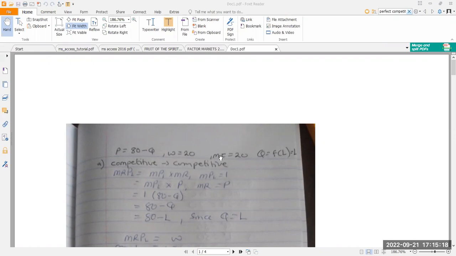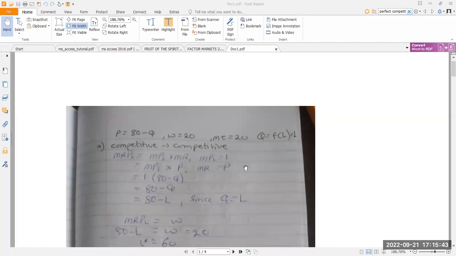Okay, sure. Assuming the wage has been given as 20, then the production function has been given as Q equals L. Okay, Q is a function of labor. So Q equals L. It's not always Q is equal to L. It's even possible for Q to be equal to 2L or half L. So depending on what we have been given, that is what we use.